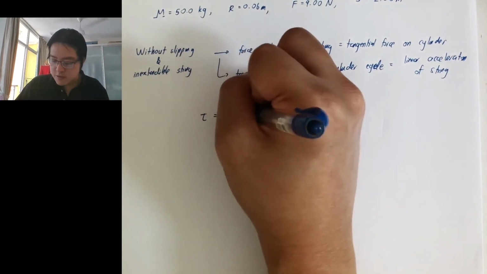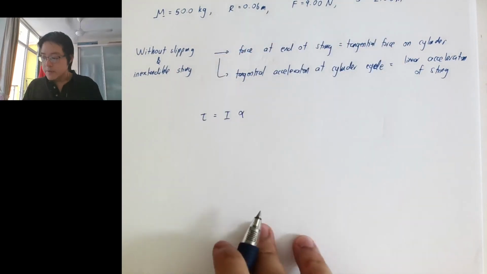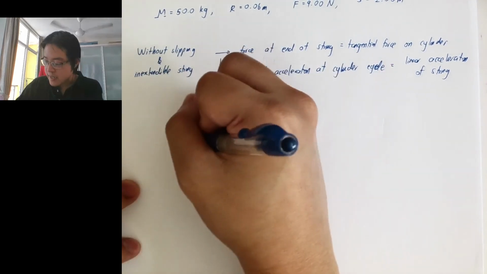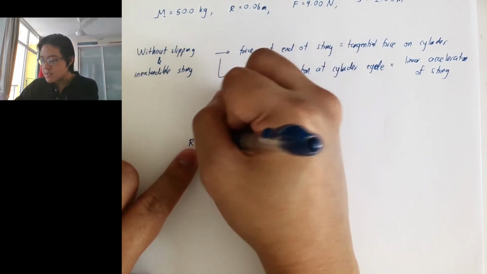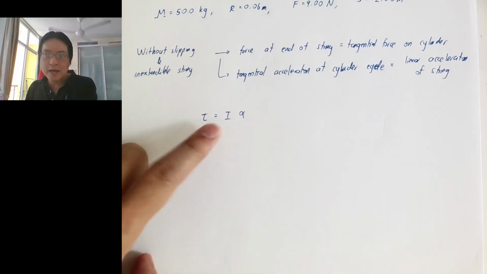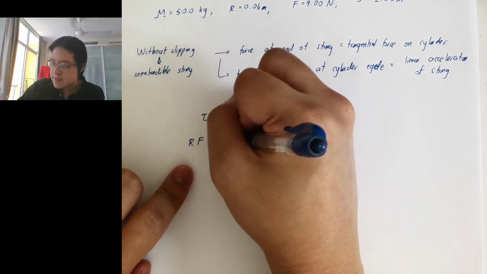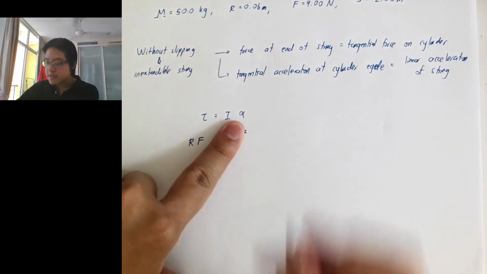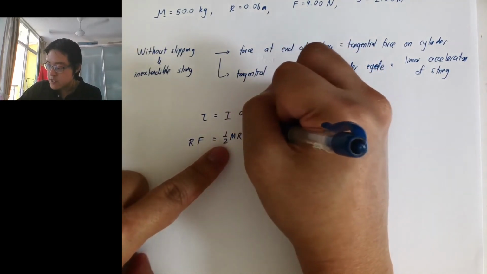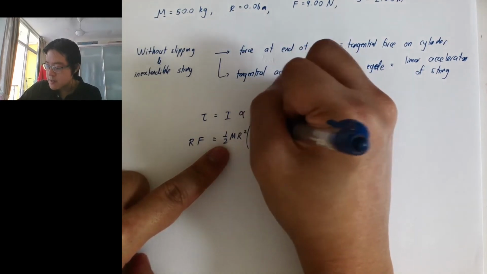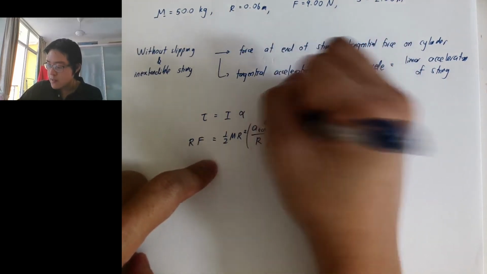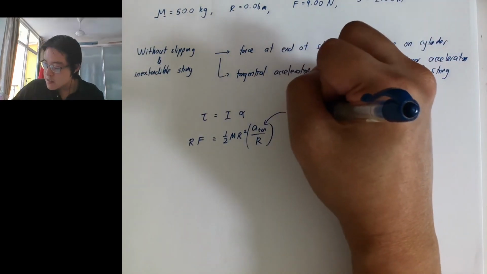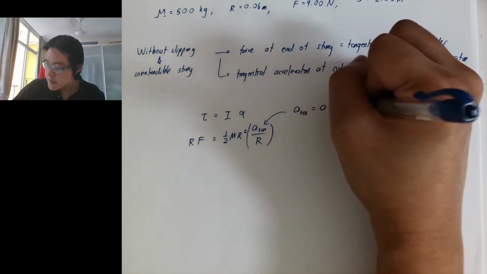The torque is equal to I alpha, right? And because the tangential force is the same as the string, it's just R times F, right? Where this is 9 newtons. This is a cylinder. We have spent so much time calculating this. This is half M R squared. And for alpha, alpha is the A tangential over R at the cylinder. But according to this, it is not slipping and non-stretchable, so the A tangential is equal to the acceleration of the string.